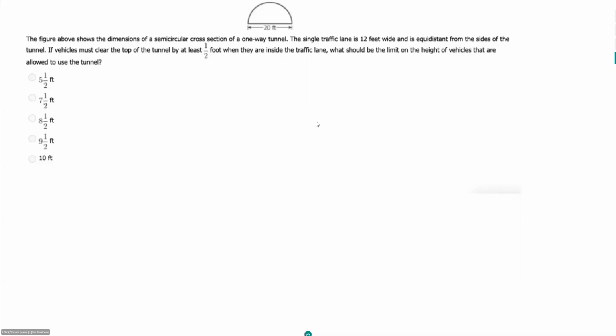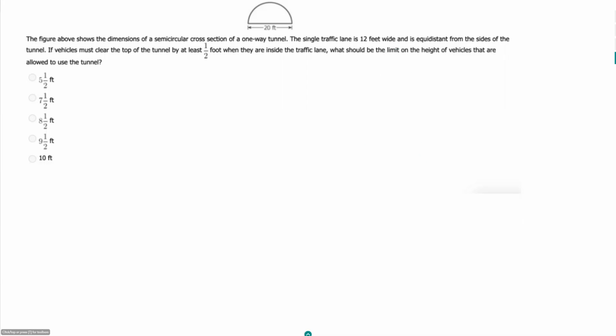The figure above shows the dimensions of a semicircular cross-section of a one-way tunnel. The single traffic lane is 12 feet wide and is equidistant from the sides of the tunnels. If vehicles must clear the top of the tunnel by at least half a foot when they're inside the traffic lane, what should be the limit on the height of vehicles that are allowed to use the tunnel?